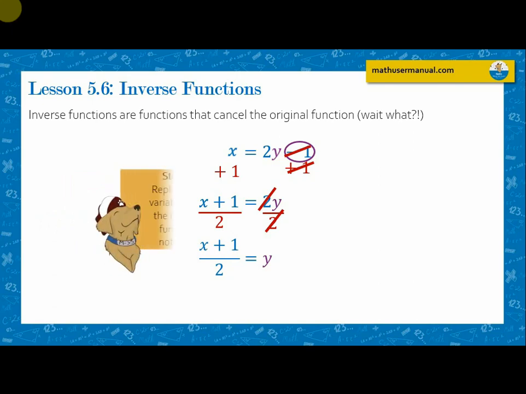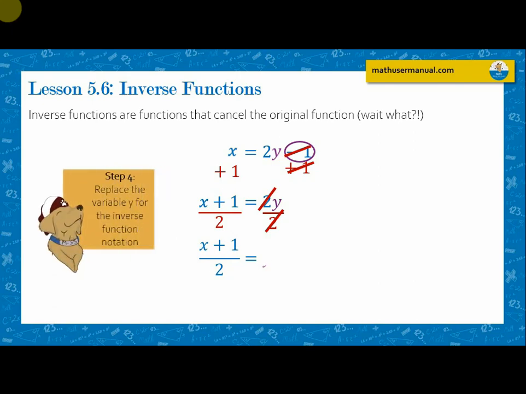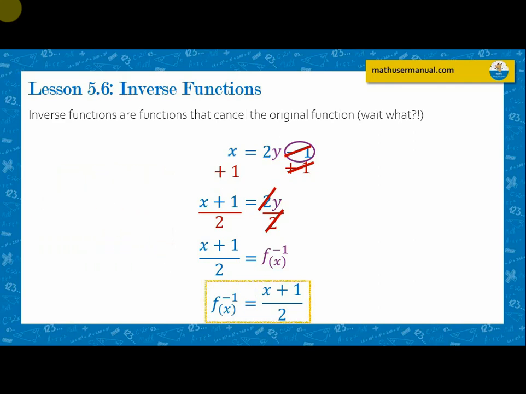Then the final step, step 4, is we replace the variable y with the notation f inverse of x. Remember, the -1 means f inverse of x. But we generally don't write equations like this. We write the function notation first. So let's just change it. f inverse of x equals (x plus 1) over 2. So this is the inverse function of the original function we had at the beginning of the problem. And that's it. This is how we find the inverse of a function.